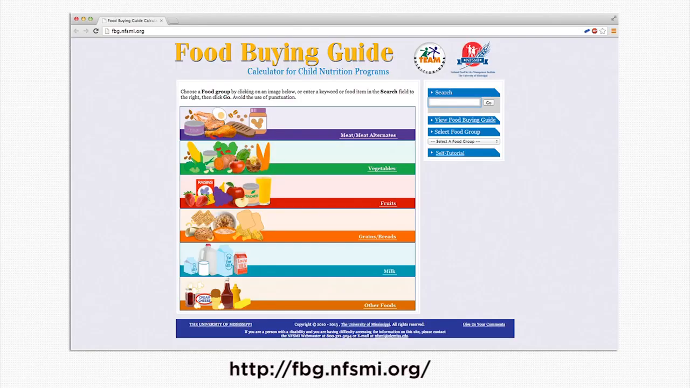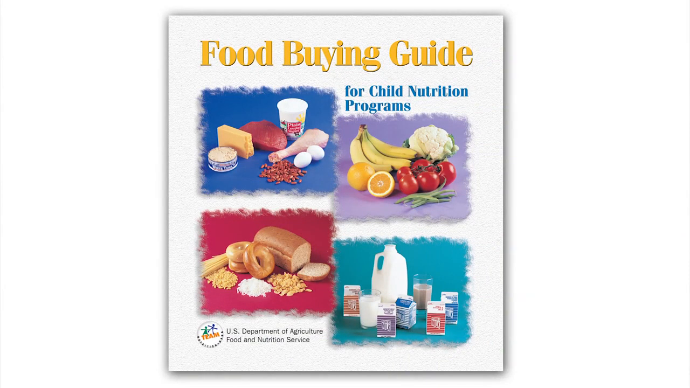In addition to using the examples shown in this module, there is also a handy food buying guide calculator on the National Food Service Management website. You may find that it is very easy to use for some calculations. Remember that using the food buying guide as an accurate reference will help you make sure that recipes provide the correct component crediting you need for the meal pattern.